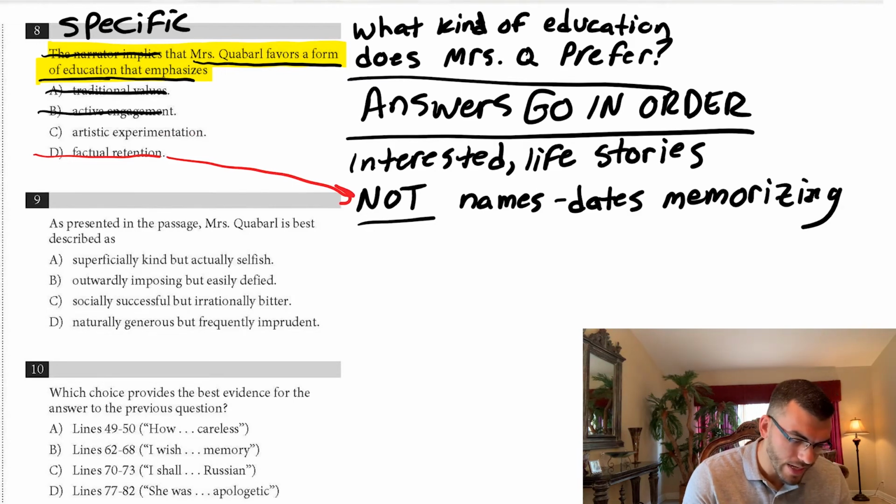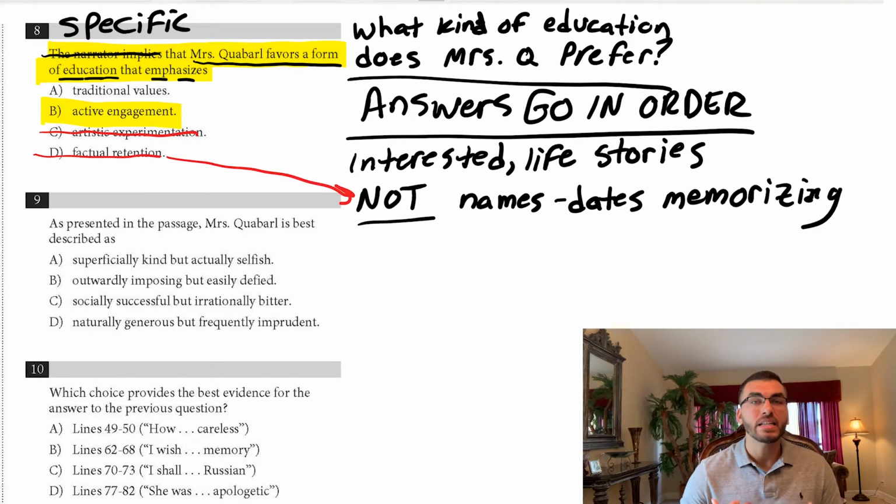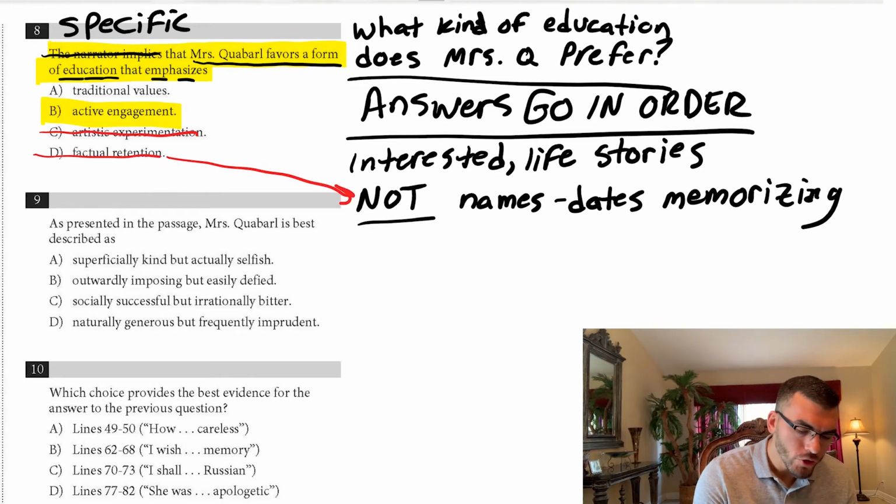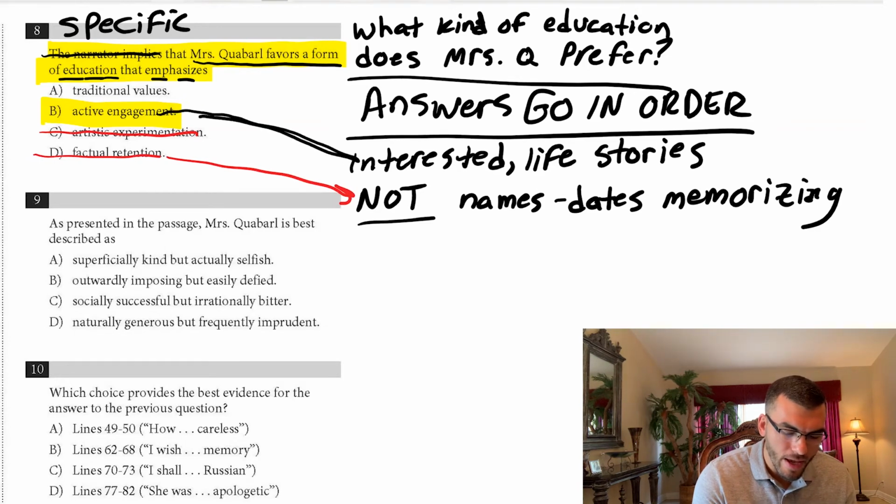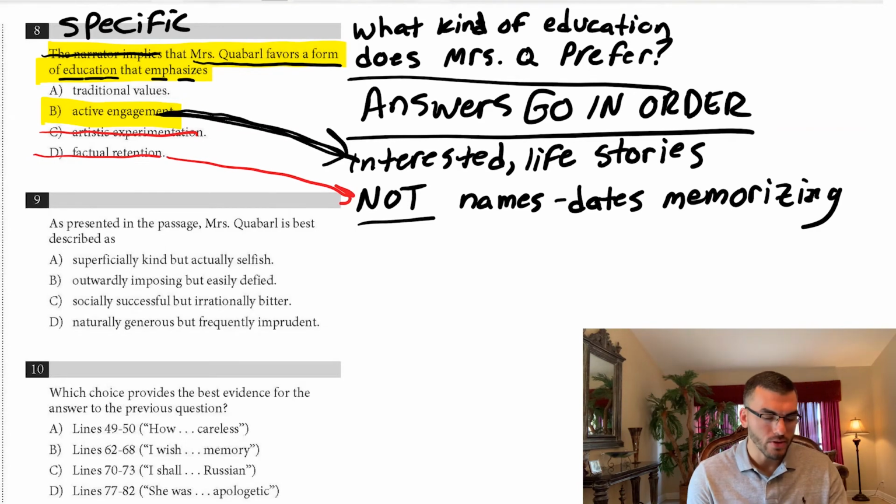Artistic experimentation. No, there's nothing about artistic and experimenting. The last two are active engagement and traditional values. Active engagement is the right answer. Actively engaged in what they're learning, learning the real life stories of the men and women who actually lived it. Choice B closest matches what we came up with in our own answer.